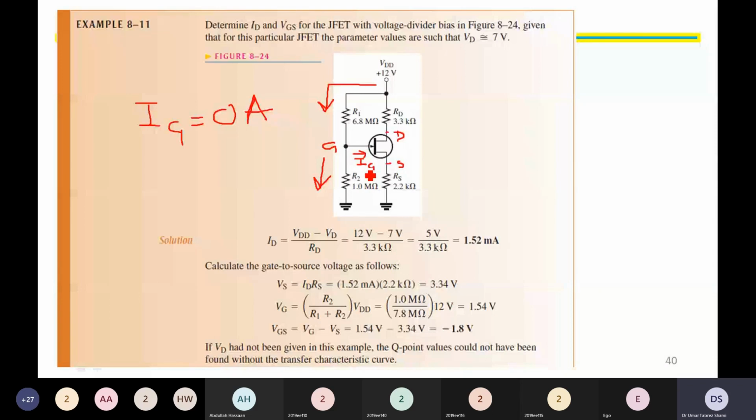Second, by the statement, VD is 7 volt. Here we have the drain, and the voltage VD is the voltage measured from the ground. It is equal to 7 volt by the statement. Now we have to find ID and the gate source voltage. Let us first find ID.